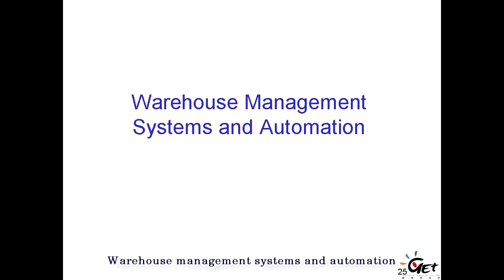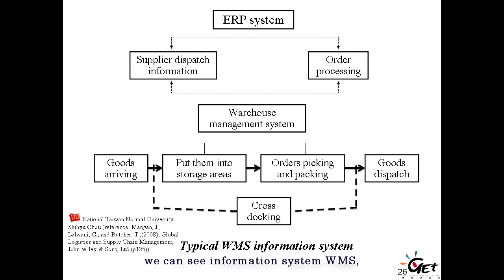Warehouse management systems and automation. For a modern warehouse or distribution center, we usually implement some information systems to help employees perform the typical functions in the warehouse. In this figure, we can see the information system, WMS, Warehouse Management System. This is an information system that can help the 4 function groups we have mentioned, right?